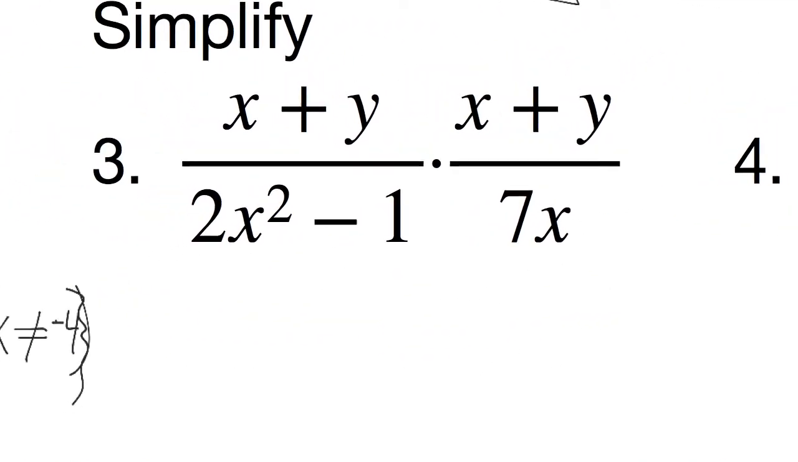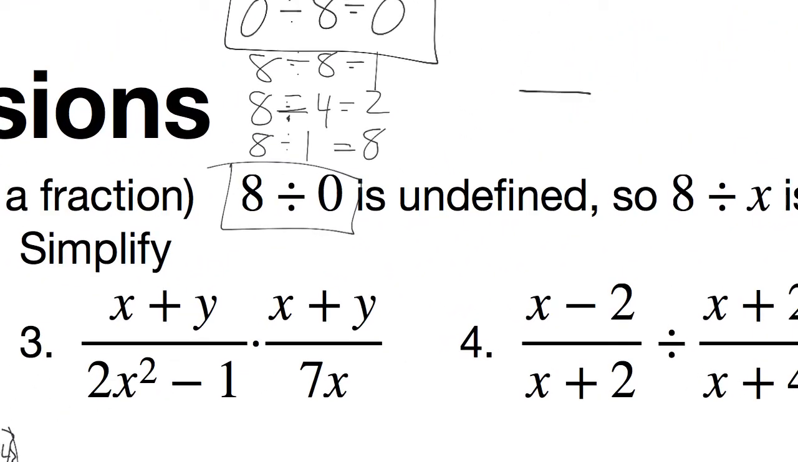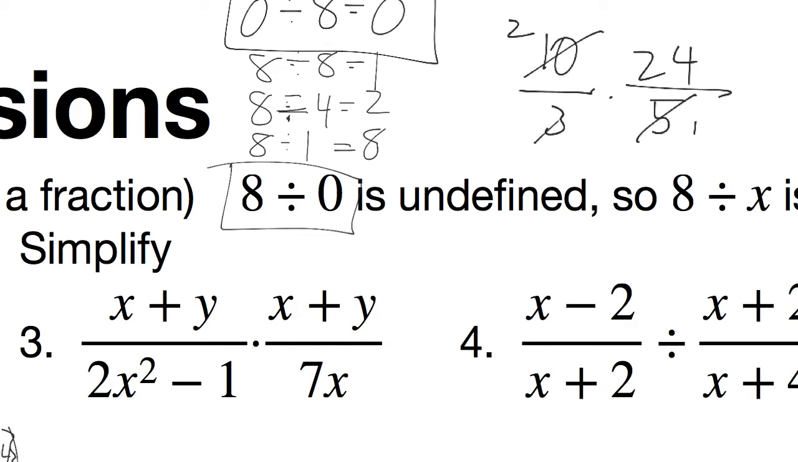Alright. So if we had a fraction that was, say, 10 over 3 times 24 over 5, you could simplify it like this. 5 goes into 10 twice, and 3 goes into 24 8 times. And so 2 times 8 is 16 over 1, or just 16.